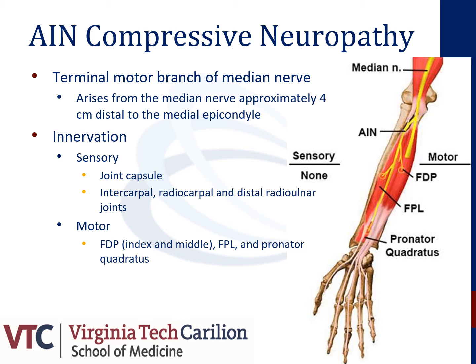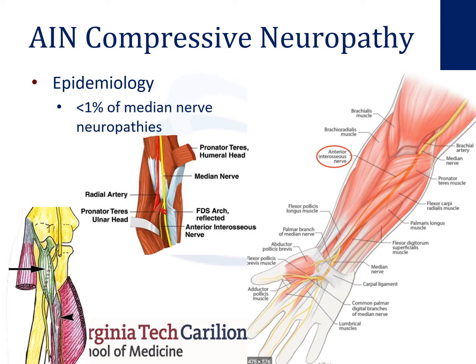Ultimately, it provides sensation to the joint capsule and the intercarpal, radiocarpal, and DRUJ. For motor innervation, it provides innervation to the FDP musculature of the index and middle fingers, FPL, and pronator quadratus. AIN compressive neuropathy comprises less than 1% of median nerve neuropathies. The potential sites of AIN entrapment include the tendinous edge of the deep head of the pronator teres. This is the most common location.